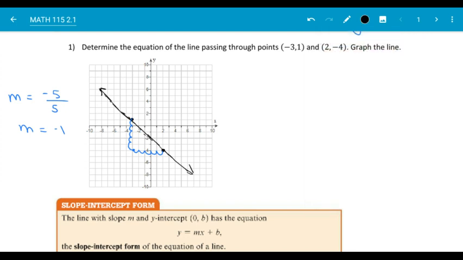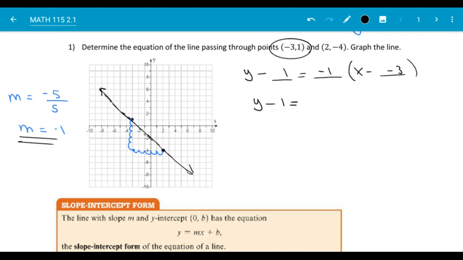Once I know that, I can pick either of the two points. It doesn't matter which one; you'll get the same answer either way. Y minus something equals our slope times x minus something is what we're plugging into. My slope was -1, the y value they gave me was 1, and the x value they gave me was -3. So we plug in the ordered pair (-3, 1), and our slope is -1.